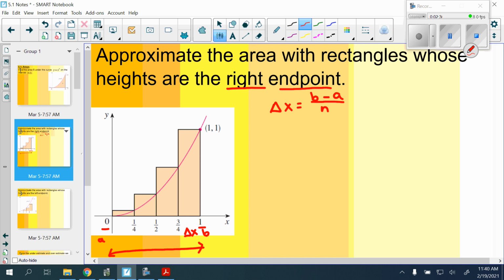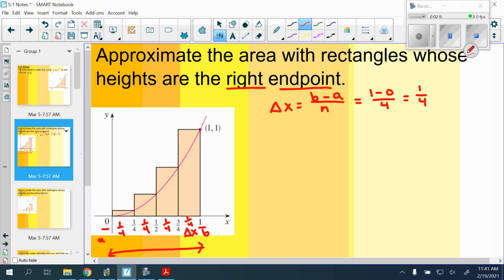where n is the number of rectangles. So putting the numbers in for this one, it would end up being 1 minus 0 divided by 4 rectangles, with 1 and 0 being the endpoints, and we come up with 1/4. So that's the width of each one of these rectangles. That's a fourth, a fourth, a fourth, and 1/4. There are certain times where we'll see problems where these widths might be different lengths, but here they're all the same.